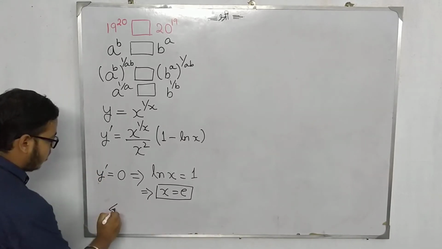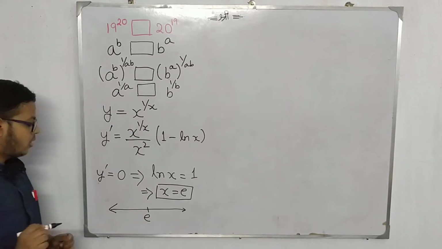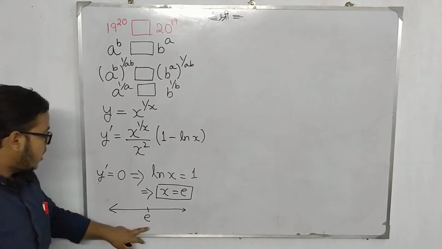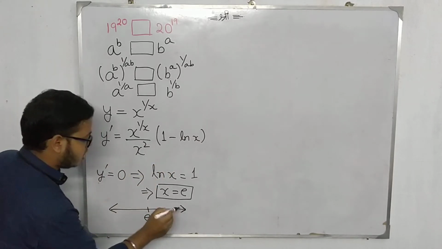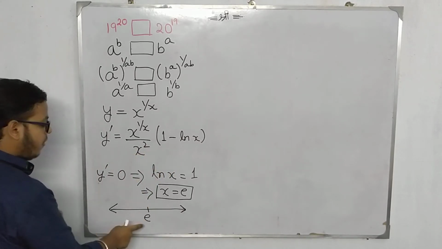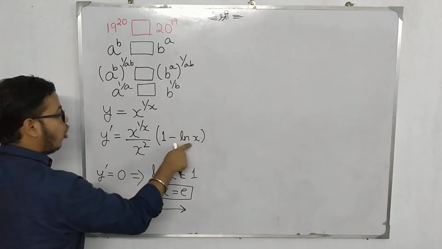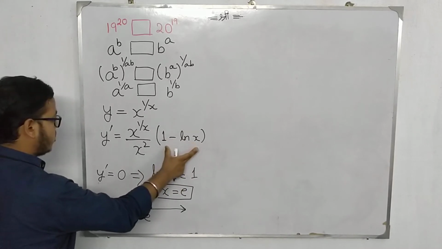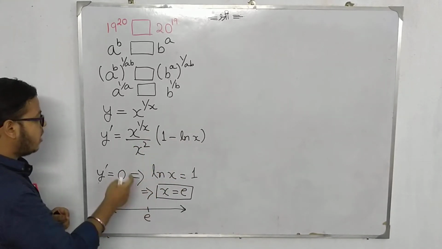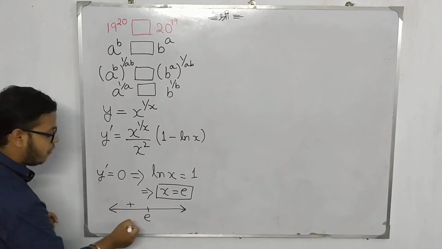So let us make a number line and we mark e on it. ठीक है, तो इस नंबर लाइन पे हम लोग अब डेरिवेटिव्स का चेंज चेक करेंगे. So if we take a number smaller than e, say 1 ले लिए, तो ln of 1 नहीं तो 0 हो जाएगा, तो 1 minus 0, this term will be positive, and ये दोनों तो positive ही रहेंगे. So derivative will become positive on the left hand side of e.